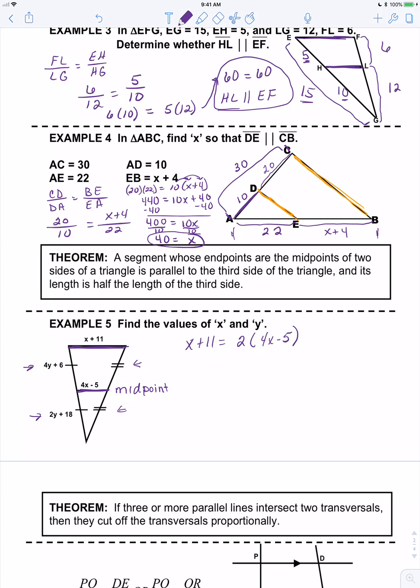Okay, so this line, the x plus 11, is the half of the 4x plus 5.